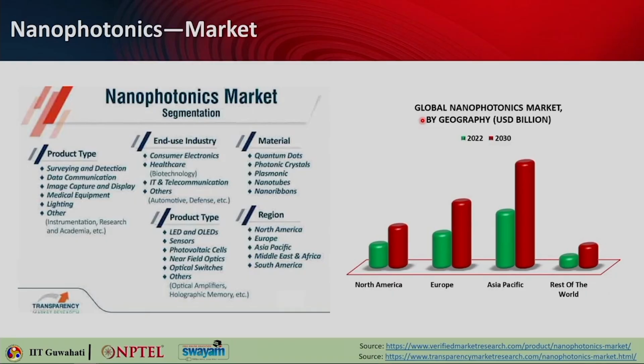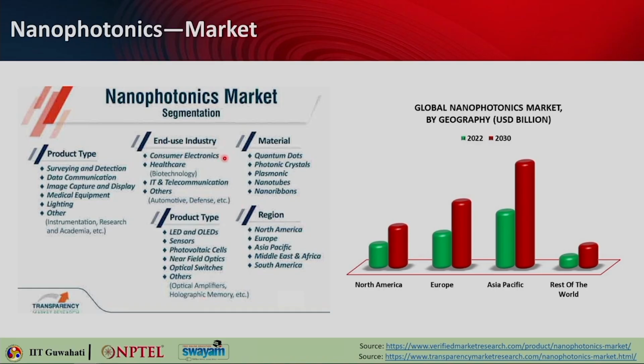If you see the different segments in the nanophotonics market, LED and OLED is one particular area. Others are sensors, photovoltaic cells, near field optics, optical switches, optical amplifiers, holographic memory. These are the different products they are focusing on.